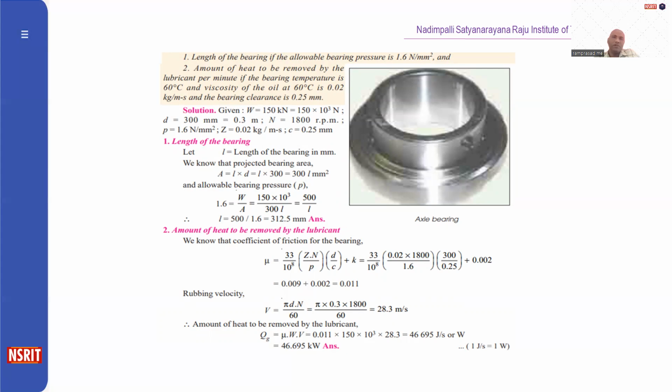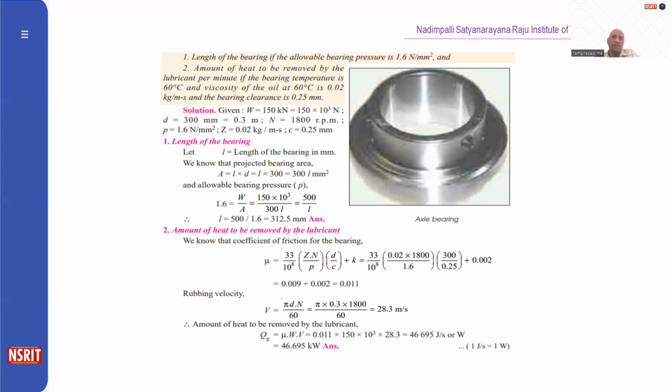Second one, amount of heat to be removed by the lubricant per minute if the bearing temperature is 60 degrees centigrade and viscosity of the oil at 60 degrees centigrade is 0.02 kg per meter second, and the bearing clearance is 0.25 mm.